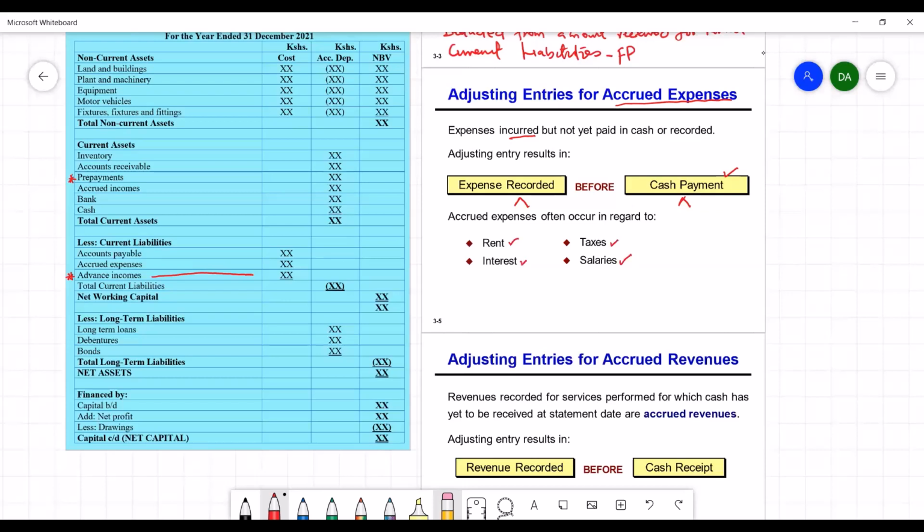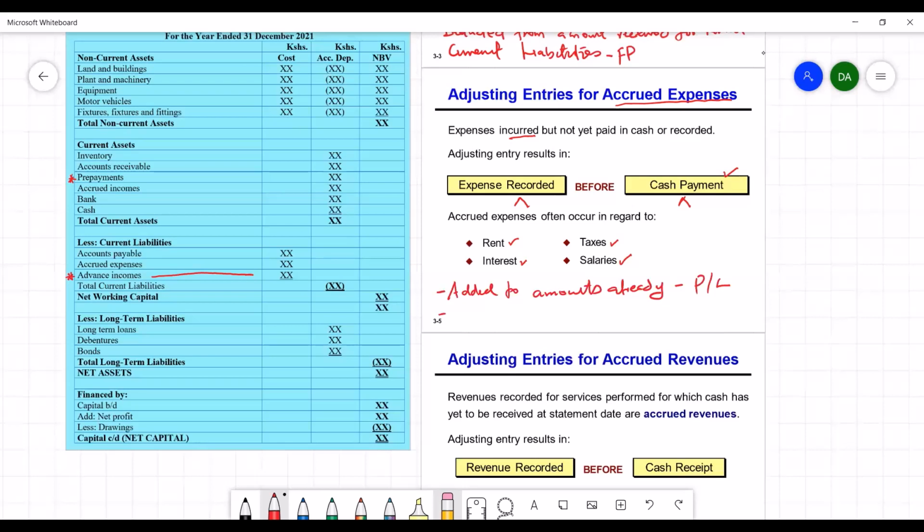In case of accrued expenses, accrued expenses should be added to amounts already paid for such expenses in the statement of profit or loss. Remember, we have incurred expenses, some we have paid for, some not yet paid for. So the one we have paid for, we add the one we have not paid for.